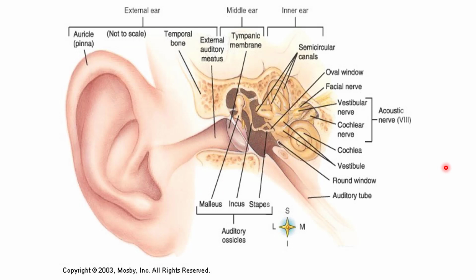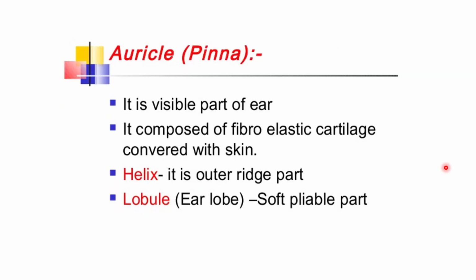So let us come to another slide. Auricle and pinna. Whatever you see from outside, the visible part of the ear, is the auricle or pinna. It is composed of fibroelastic cartilage which is covered with skin. The outer ridge of the auricle you see is the helix, and the lower part into which we wear our earrings is called the lobule, the earlobe. That is the soft pliable part, because it does not have the underlying cartilage. It does have fat and connective tissue covered by the skin, so it's very soft.